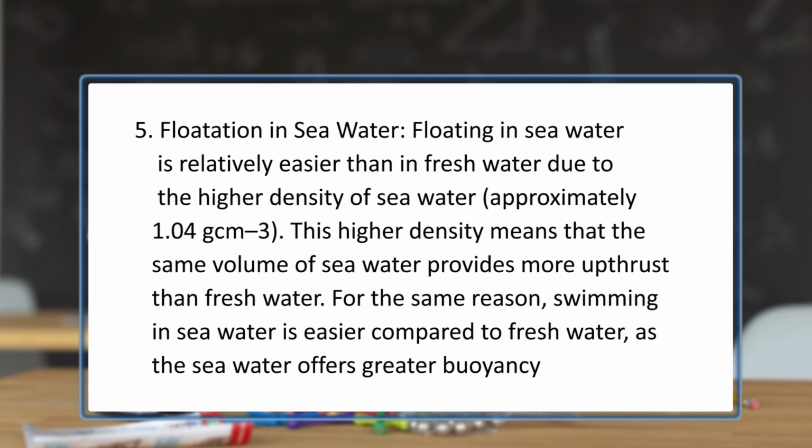5. Flotation in seawater. Floating in seawater is relatively easier than in fresh water due to the higher density of seawater, approximately 1.04 g/cm³. This higher density means that the same volume of seawater provides more upthrust than fresh water. For the same reason, swimming in seawater is easier compared to fresh water, as the seawater offers greater buoyancy.